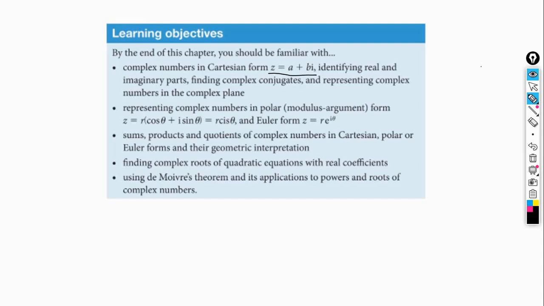Representing numbers in polar modulus argument form, z equals r times cosine of theta plus i sine of theta, which is equal to r cis theta, and the Euler form, z equals r times Euler's number to the power of i times theta. Sums, products, and quotients of complex numbers in Cartesian, polar, or Euler forms and their geometric interpretation. Finding complex roots of quadratic equations with real coefficients, using de Moivre's theorem and its applications to powers and roots of complex numbers.